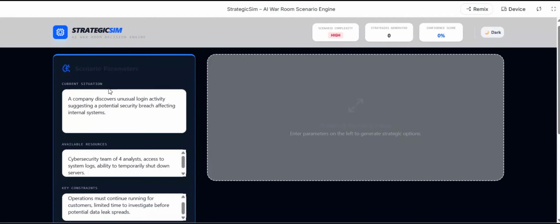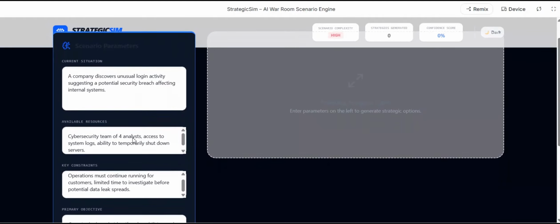Let's start by defining the crisis scenario. In this example, the organization is facing a potential cybersecurity breach after detecting unusual login activity. Instead of jumping straight into solutions, we first clearly describe the situation, which helps in setting the context.